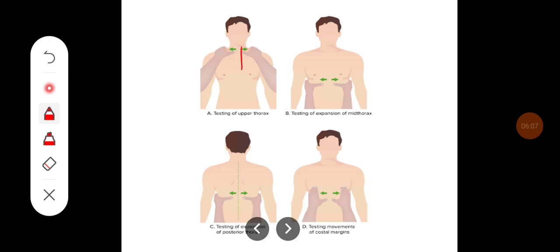For checking the expansion of the mid thorax, you have to place your hand like this and just observe the movement of the thumb as well as the movement of the other fingers which are covering the thoracic cage. Then posteriorly, this is how you have to test for the movement of the infrascapular area.